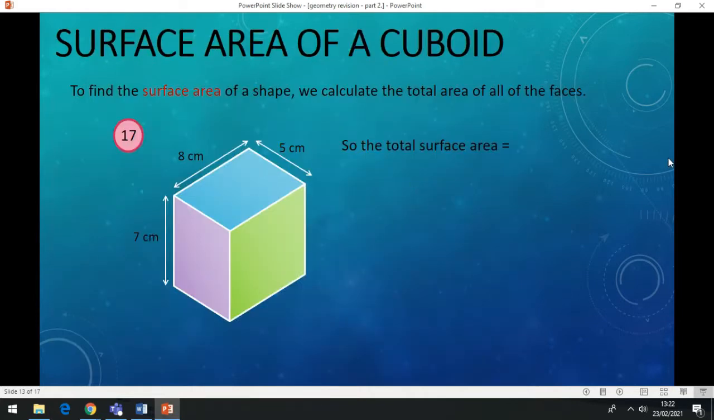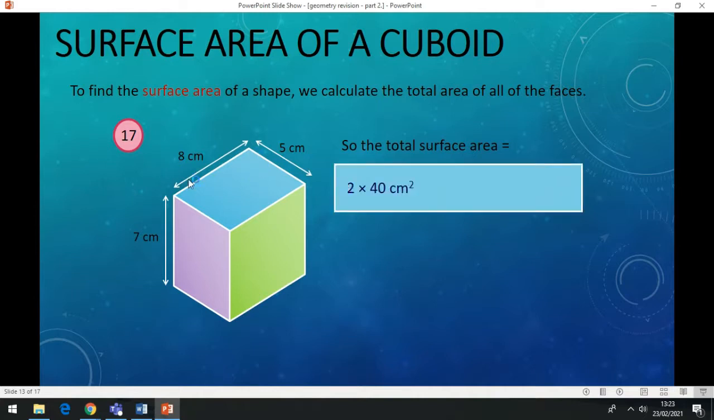Right, we're on to our final topic, which is surface area. The surface area does involve a little bit more calculating. The surface area is all of the total areas of every face on your 3D shape. So for a cuboid, we have the top and the bottom, the side, and the front and the back. So when we work out the total surface area, we need to do it in steps.